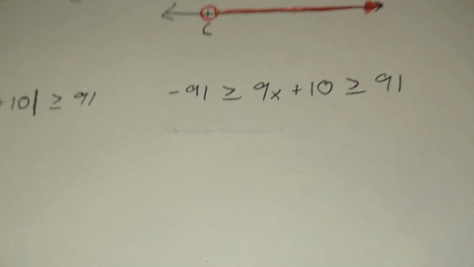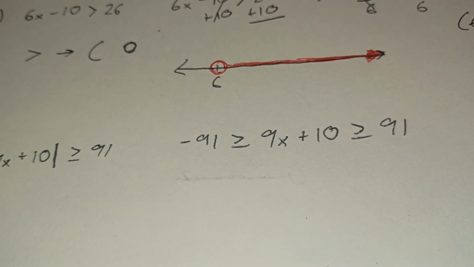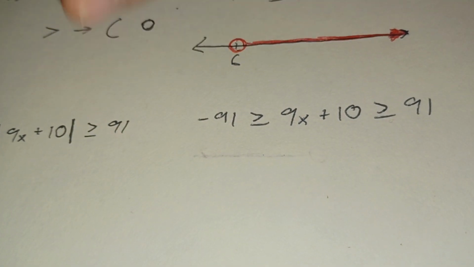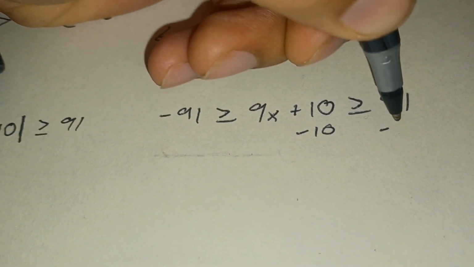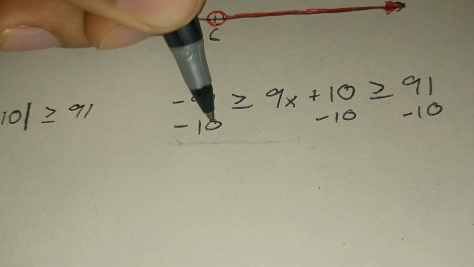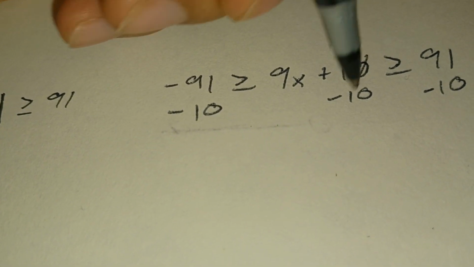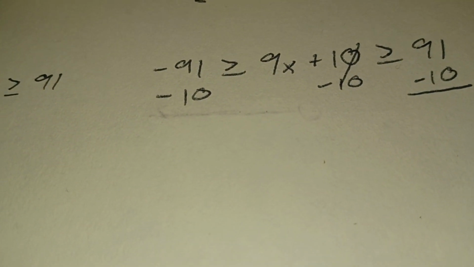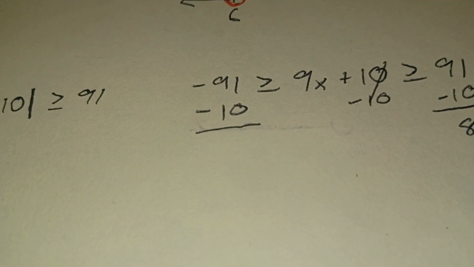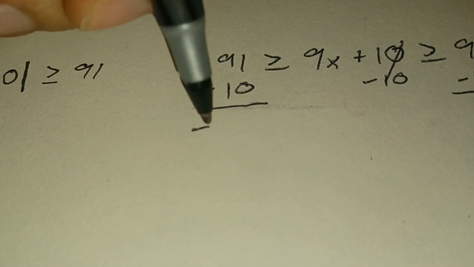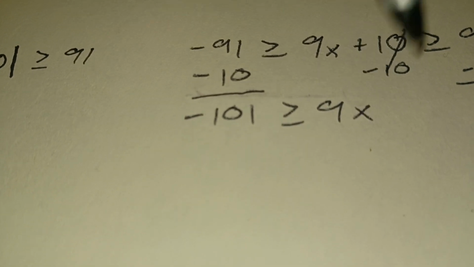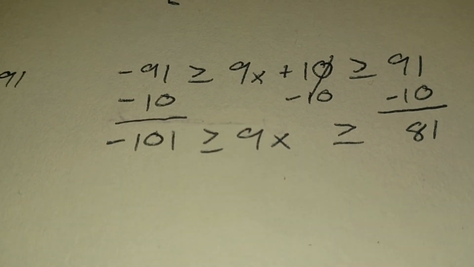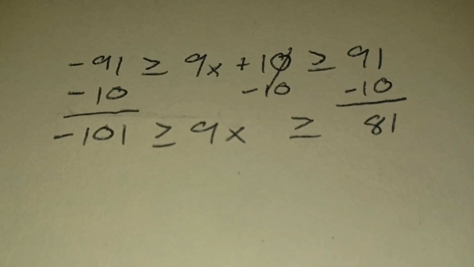So now we go ahead and solve by leaving x by itself. We want to get rid of the 10, so we subtract 10 from all sides. This is going to cancel out. 91 minus 10 is 81. Negative 91 minus 10 is negative 101. Negative 101 is greater than or equal to 9x.